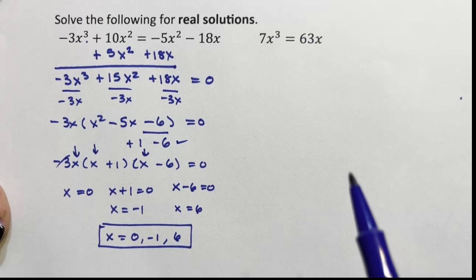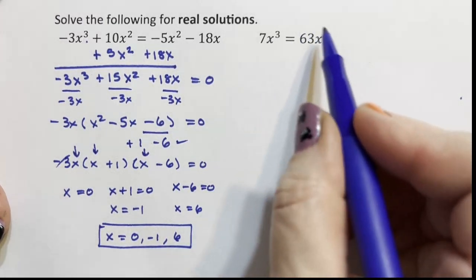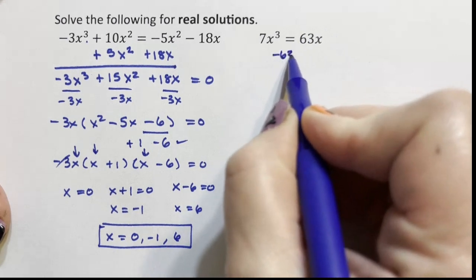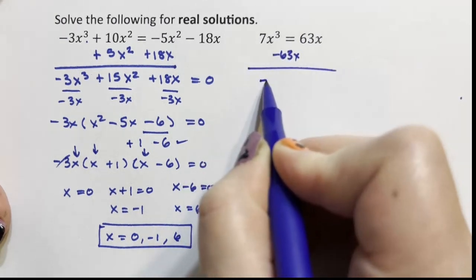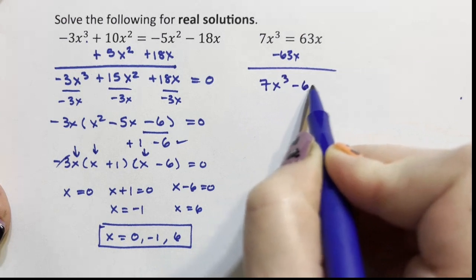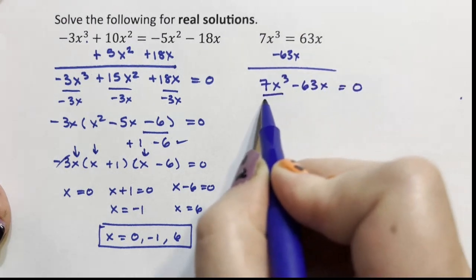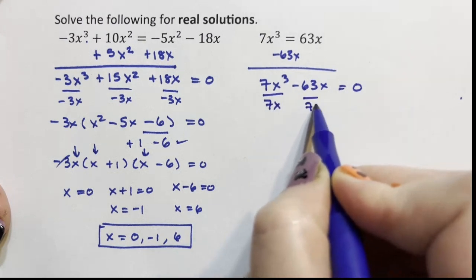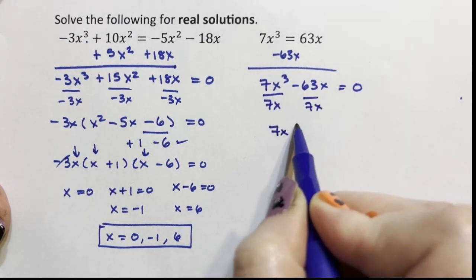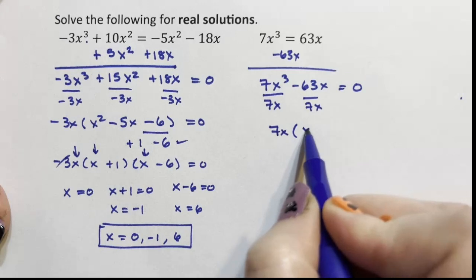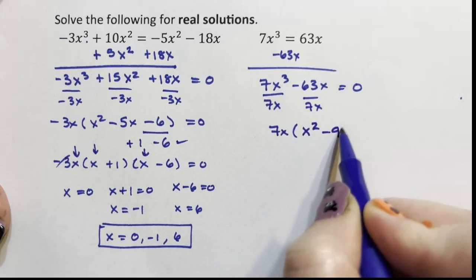Let's see if the second one is as nice. Again, I want it to equal 0 first, so I'm going to subtract that 63x over and get 7x cubed minus 63x equals 0. And again, I'm going to pull out my greatest common factor, 7x. I'm going to be left with x squared minus 9.